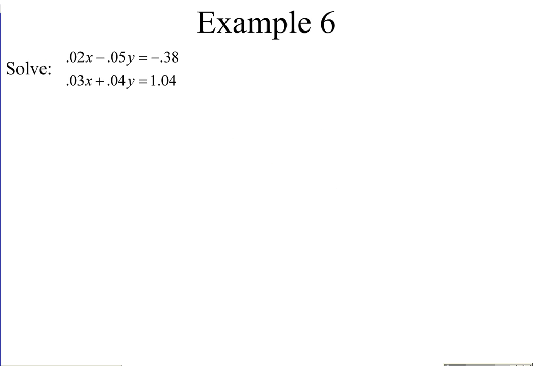Okay, last one here, number 6. If you have fractions or decimals in your equations, first thing I would do is multiply to get rid of the fractions or decimals. In this case, I'm going to multiply everything by 100. So I'm left with 2x minus 5y equals negative 38. Same thing in the second equation. I'm left with 3x plus 4y equals 104.